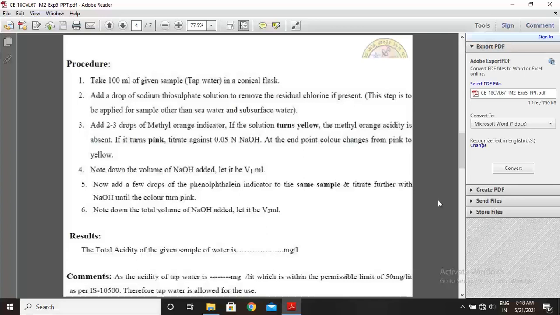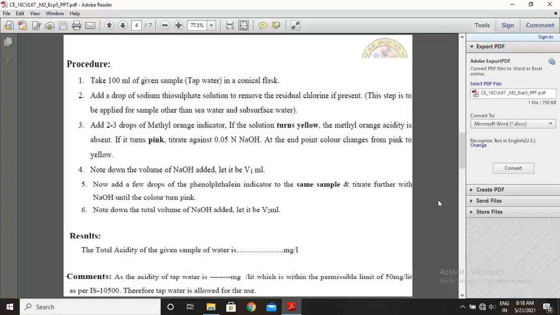Next, add a few drops of phenolphthalein indicator to the same sample and titrate further with sodium hydroxide until the color turns pink. Note down the total volume of sodium hydroxide added. Let it be volume V2 in mLs.